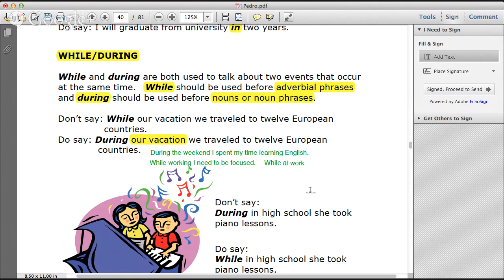So when you're using a preposition, you would use while with prepositions, with gerunds, adverbial phrases, things like that. That's when you're going to use the word while. With during, you're going to use that with nouns or noun phrases. And that would be fine. While at work, I need to be focused. That would be great.